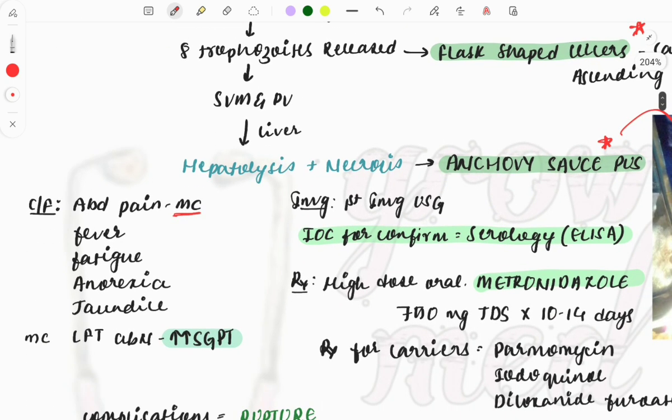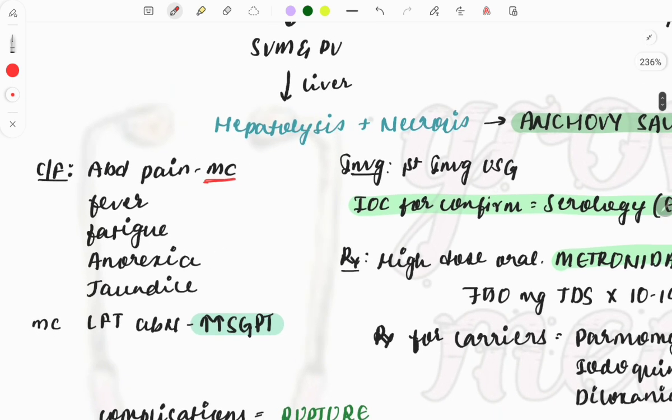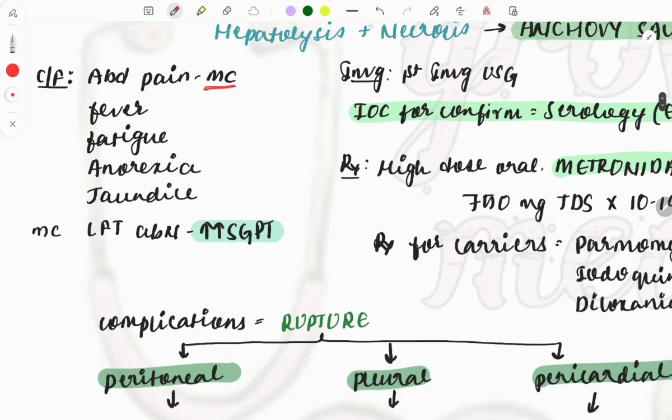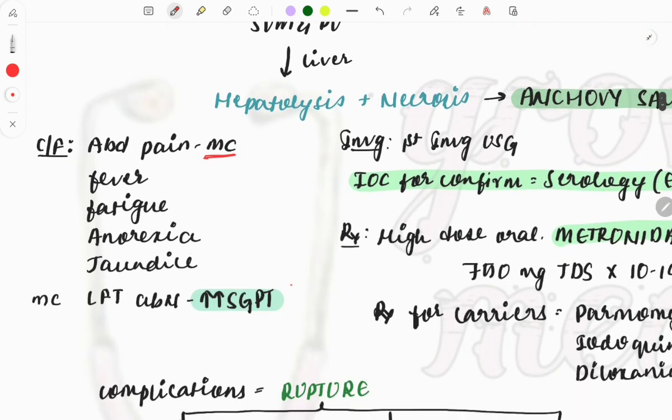Okay, so abdominal pain is an important point which you must know. Then fever will be there anyway, fatigue also, anorexia and jaundice, because the liver is involved and jaundice is a symptom. Fatigue and fever will be associated with the infection, so whenever you see these things, think in terms of any infection. And from abdominal pain you can associate that it will be the liver which is involved. Now the most common LFT abnormality seen in amoebic liver abscess is that SGPT will be raised.